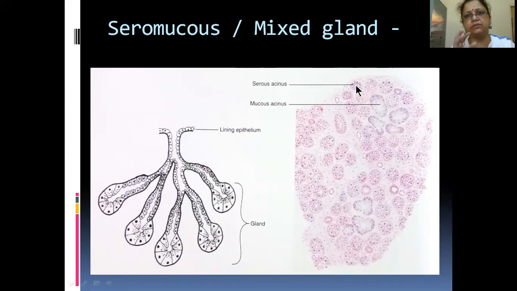Usually the serous acini look smaller compared to the mucous acini. The mucous acini are more pale staining, as I told you before, and the serous acini will be double staining, that is partly eosinophilic and partly hematoxylin, the basophilic stain. So it will be a light purple to violetish color, right? And here it will be very pale. So that's how you have to identify.